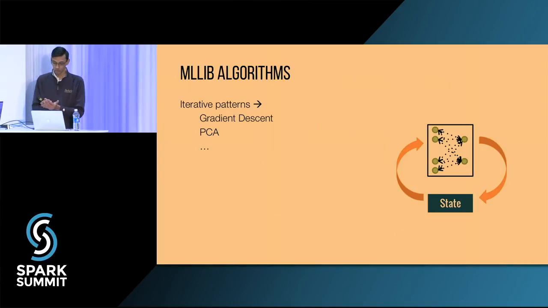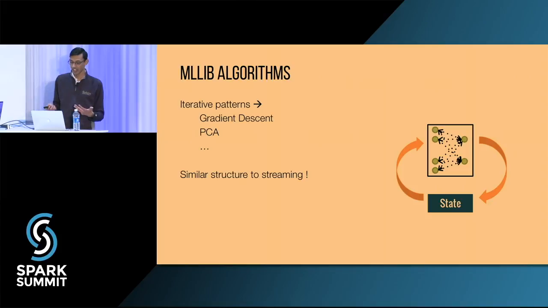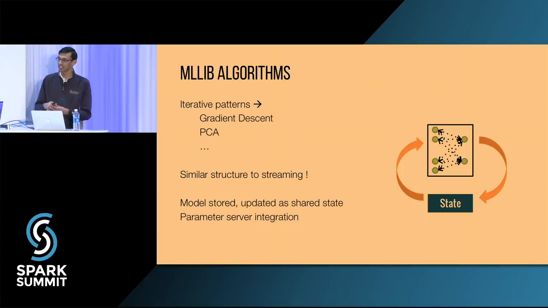The other thing that we're trying to work on in the future is how we can integrate Drizzle with machine learning algorithms. This kind of iterative pattern that we see in streaming is also present in a number of machine learning workloads, like gradient descent, PCA, and so on. The idea here is that the model that all these machine learning algorithms are training can be stored in some shared state, like in some shared storage system. So to do this, we are exploring some integration with open source parameter servers as well. And we believe we can get some of the similar benefits of these parameter server style systems while using Spark for scheduling, coordination, and so on.